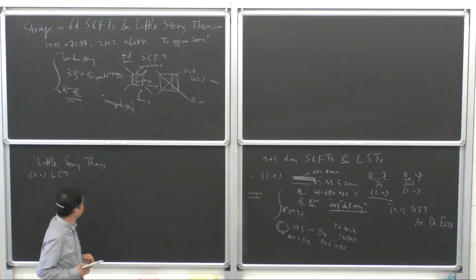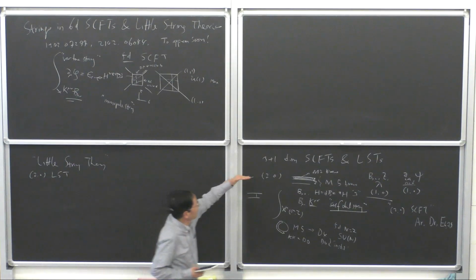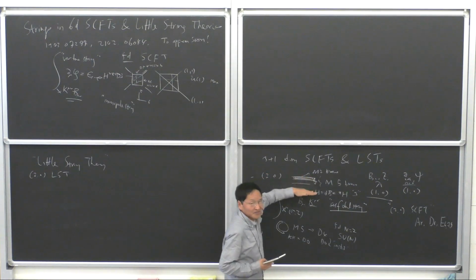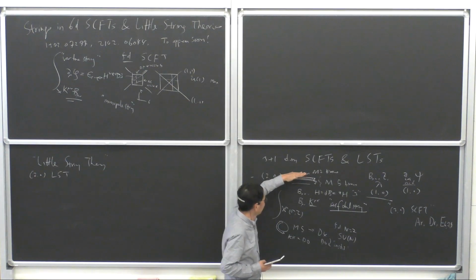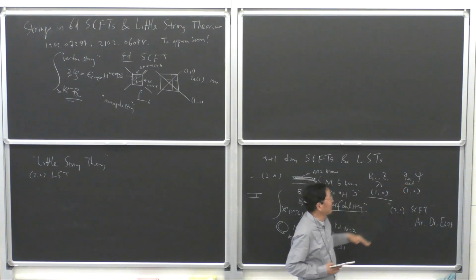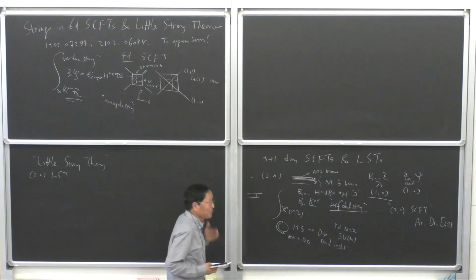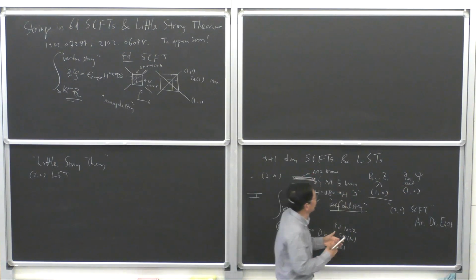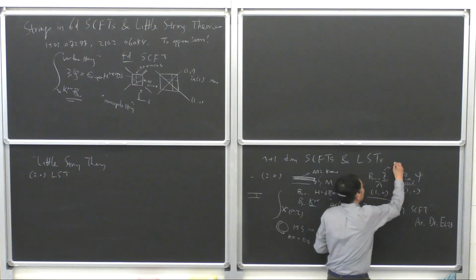Now, we stack the M5 branes, and then the transverse direction is 5-dimensional, non-compact. So that's why we have 5 scalar fields, which are non-compact. But instead, let's compactify one of the transverse directions, say this one.